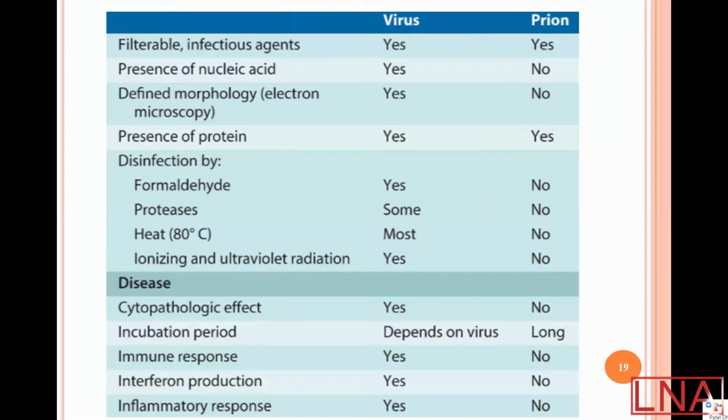So what kind of disease? Actually, not disease exactly, but what kind of effects it could cause. Cytopathologic effects, when the virus, for example, changes a cell, can be observed in the viral infection, but not observed in the prion.